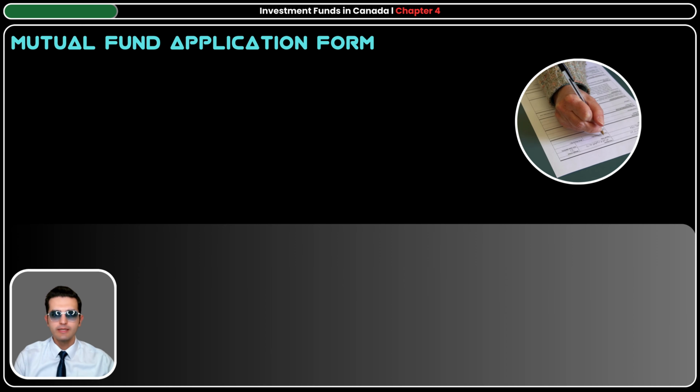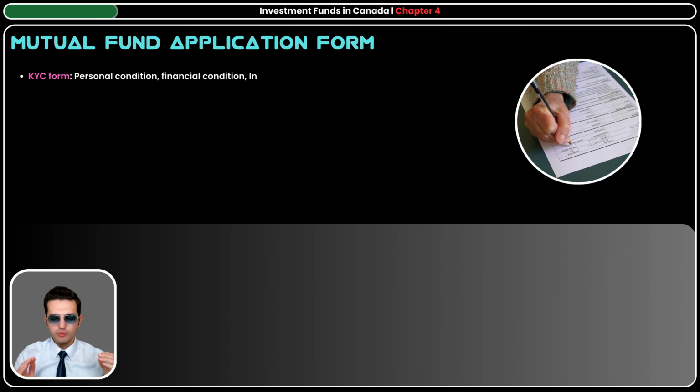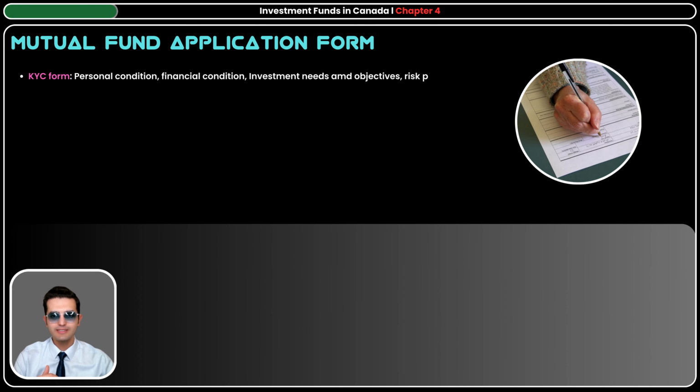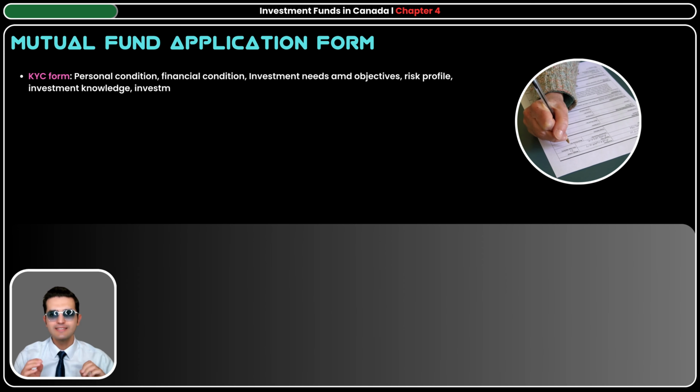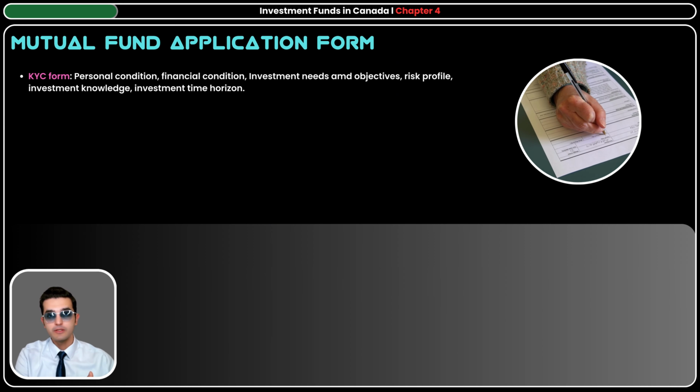Form number 1 is the KYC form. We are familiar with KYC. We know that KYC has different components, like what? Like personal condition, financial condition, investment needs and objectives, risk profile, investment knowledge, and investment time horizon. These components come in a form, and your client needs to complete this form.